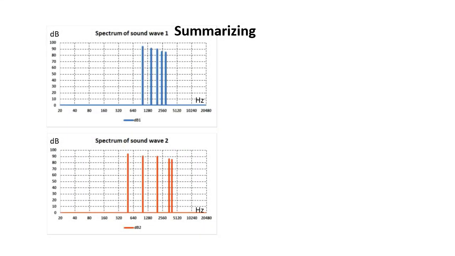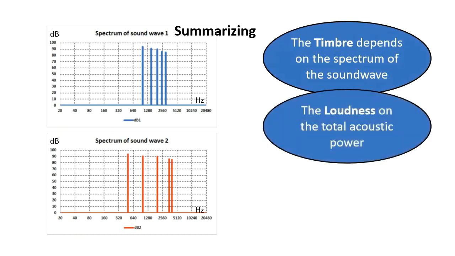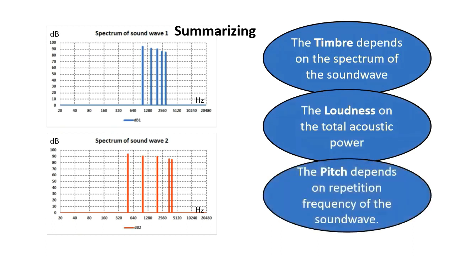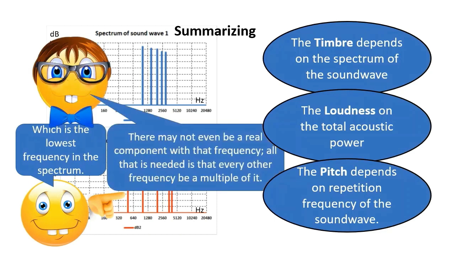Summarizing, the timbre depends on the spectrum of the sound wave, the loudness on the total acoustic power, and the pitch depends on the repetition frequency of the sound wave, which is the lowest frequency in the spectrum. There may not even be a real component with that frequency. All that is needed is that every other frequency be a multiple of it.